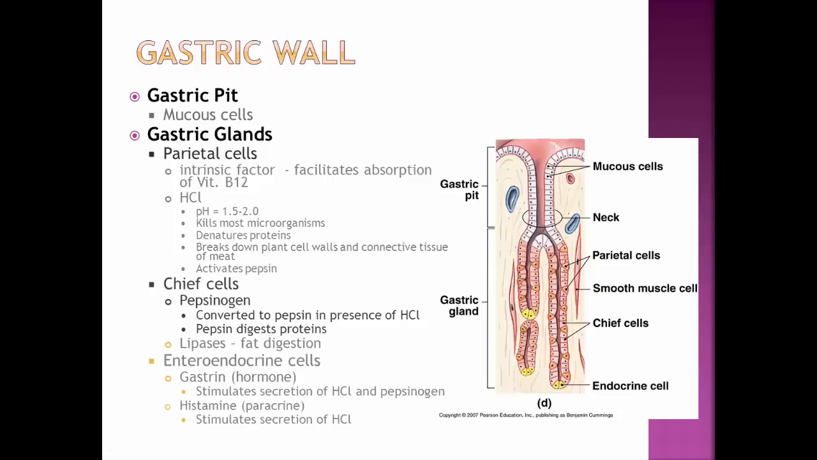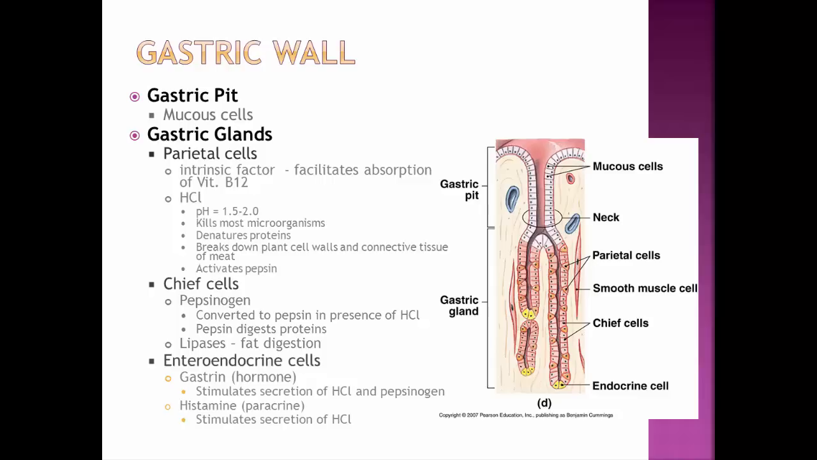The other thing that Chief cells make is lipases. Again, not very much fat. It's for fat digestion, but you're not going to see much fat digestion happening here either. We're really not going to get to fat digestion until we get to the small intestine.